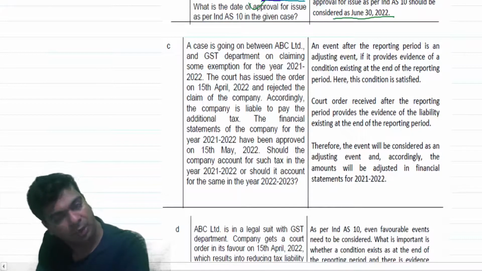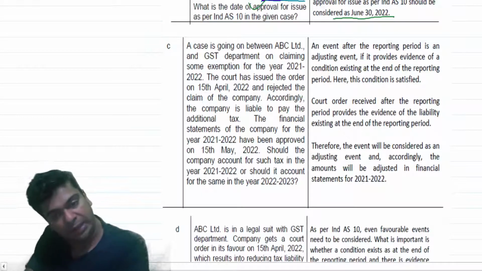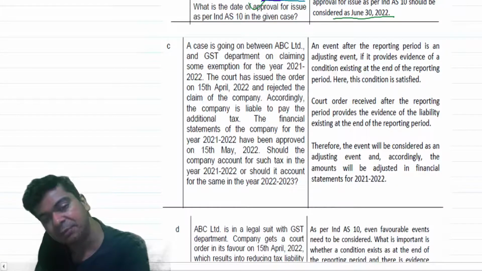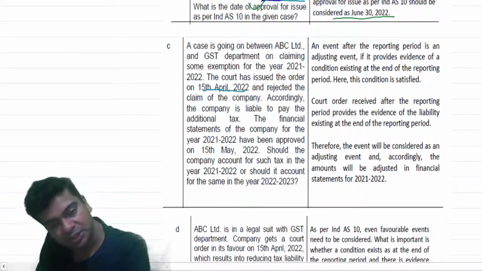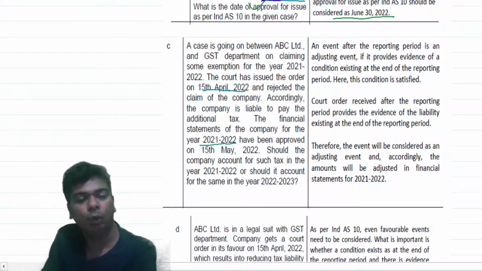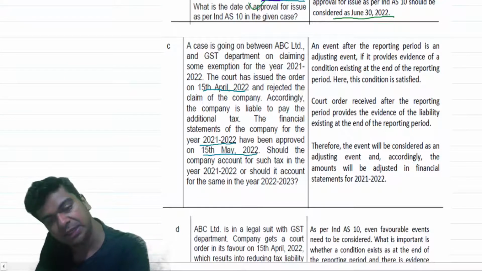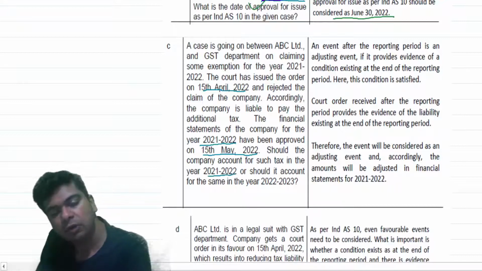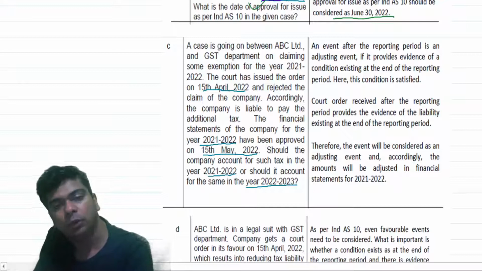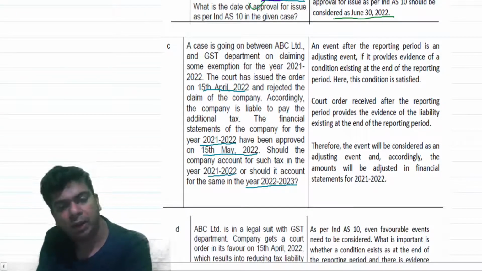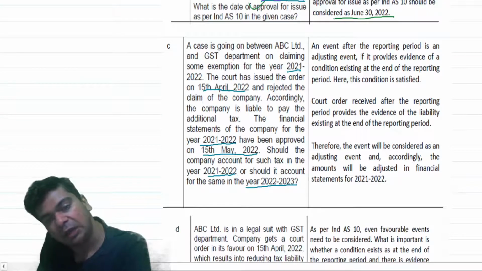A case is going on between ABC Limited and GST Department on claiming some exemption for the year 2021-2022. The court has issued the order on 15th April 2022 and rejected the claim of the company. Accordingly, the company is liable to pay the additional tax. The financial statements of the company for the year 2021-22 have been approved on 15th May 2022. Should the company account for such tax in the year 2021-22 or should it account for the same in the year 2022-23? Okay, they are basically giving us a reference of 2021-22.